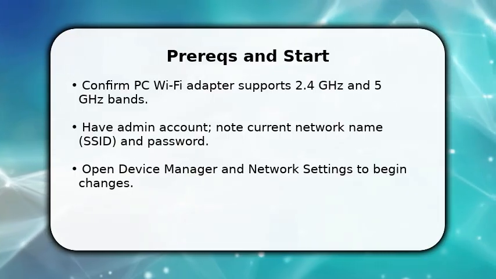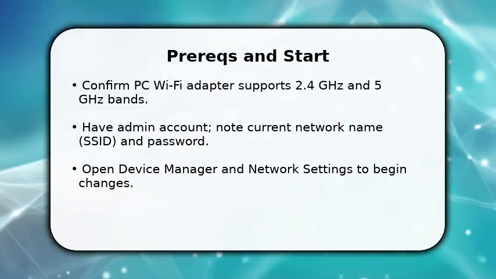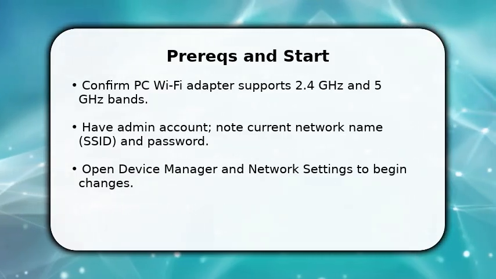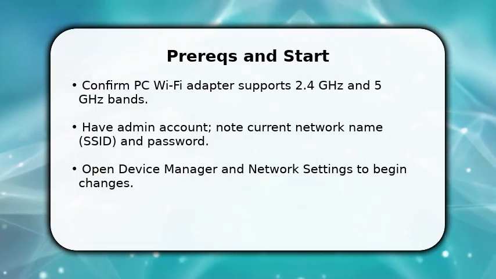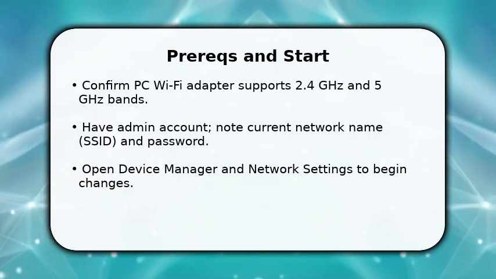Next, locate Network Adapters, expand the list, and select your wireless adapter. Right-click and choose Properties. Make sure you're on the Advanced tab so you can modify the band preference option. This is where the system-level control lives and where you begin the switch.